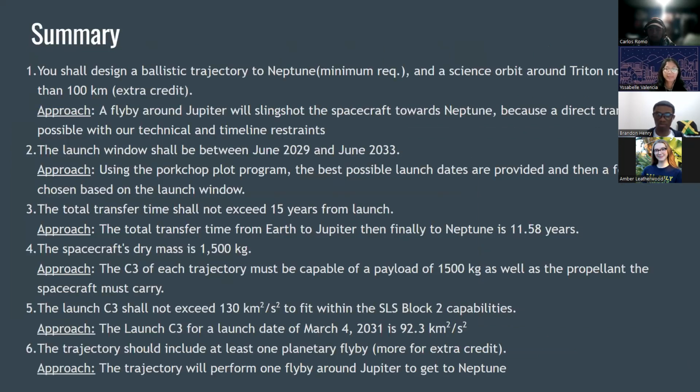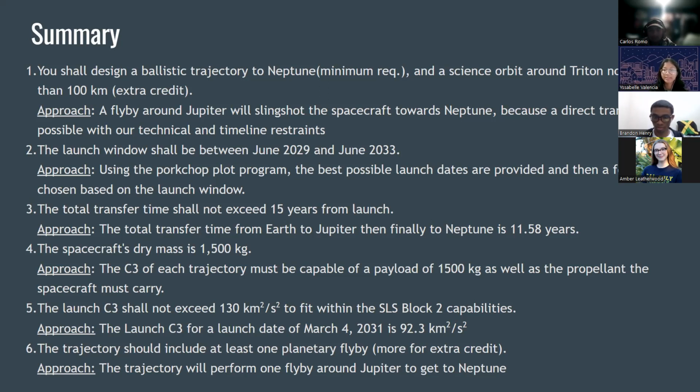Next slide, please. In summary, from the 6 requirements, we wanted to try the ballistic trajectory to Neptune, but we figured out that the direct transfer is not possible, so we figured that we needed a flyby around Jupiter at least. To fulfill the rest of our requirements, we took the porkchop plots to ensure that we had the best possible launch dates. We took the matching C3s to ensure that we are capable of holding a payload and that the C3 did not exceed the requirement. And we also made sure that we performed at least 1 flyby around Jupiter to get to Neptune.